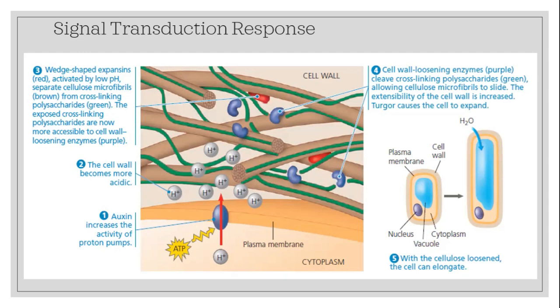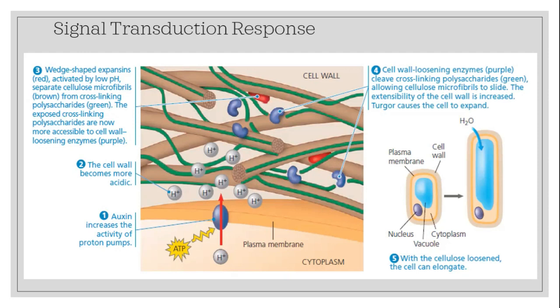Once the cell receives water, or endosmosis takes place, it becomes turgid. As the cell becomes turgid, since the cell wall is loose, it can expand and you can get cell elongation because of auxin. So this is how a response actually takes place by signal transduction.